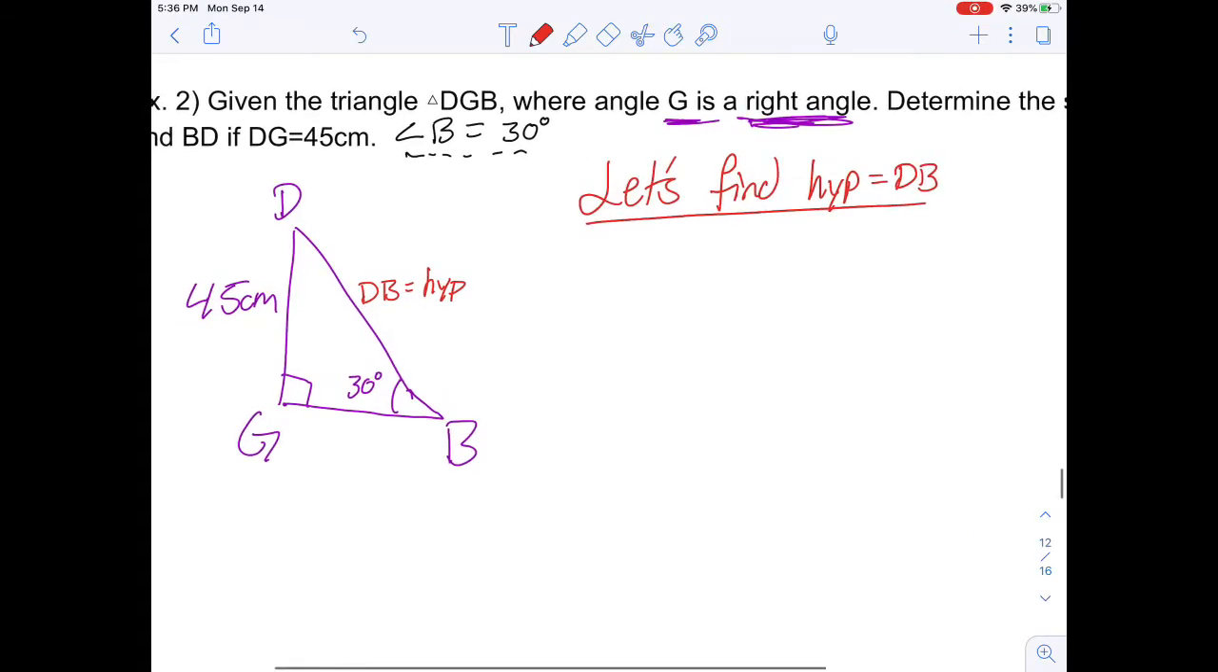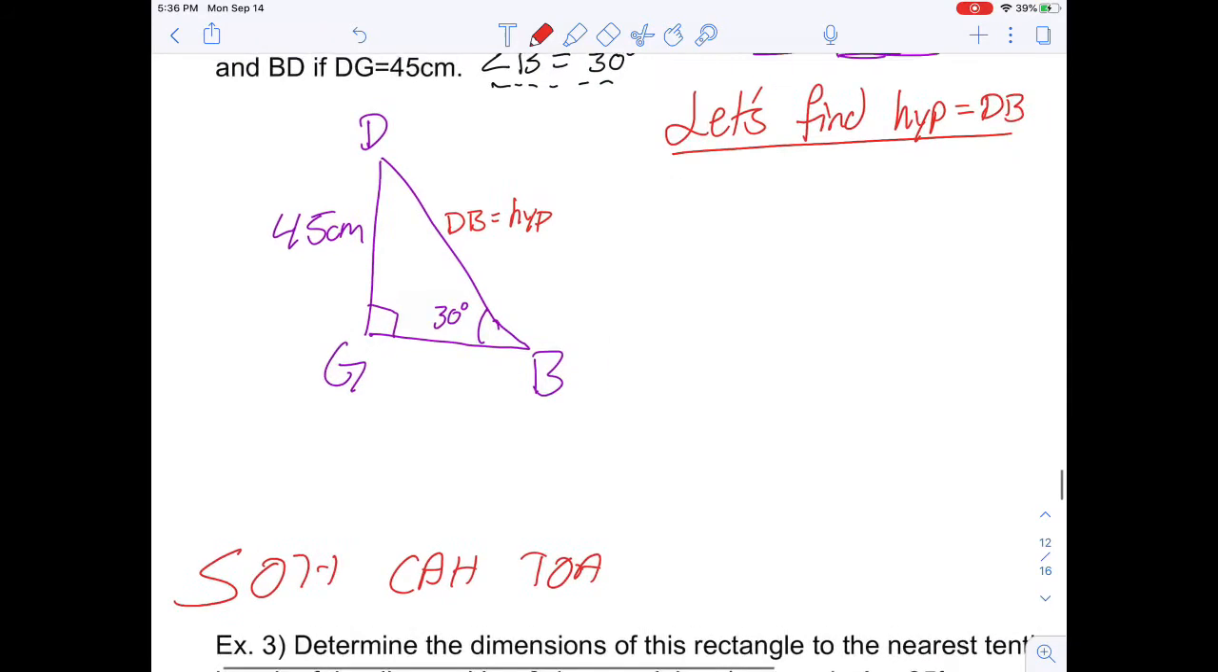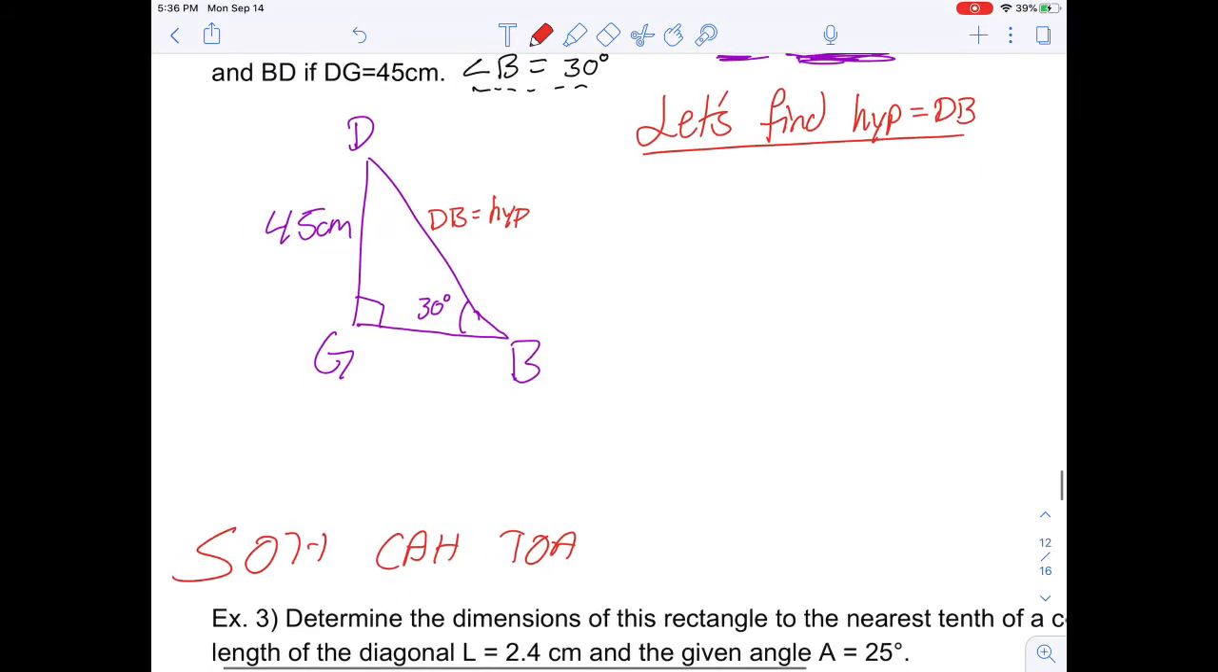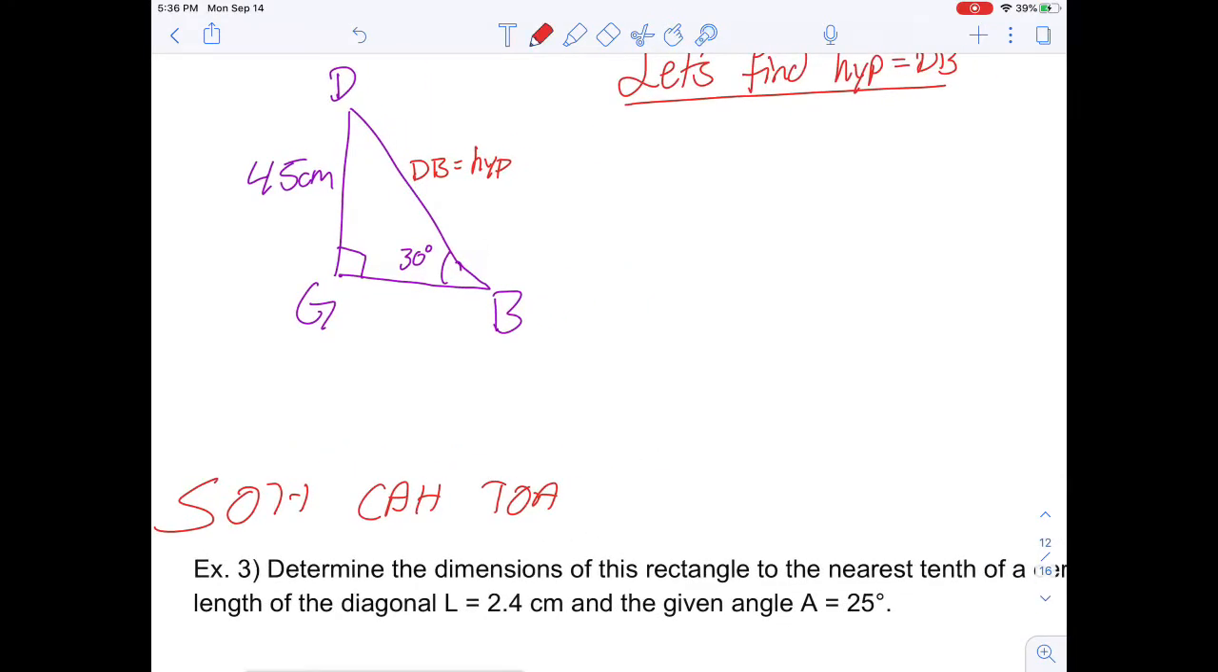Okay, so remember, we have our SOHCAHTOA. Looking at what we're given, what are we given in terms of 30 degrees? If you look at 30 degrees, you have an opposite leg and the hypotenuse. What relates an angle with opposite and hypotenuse? Well, if we look here, opposite and hypotenuse. So we're going to use sine. Sine angle equals opposite over hypotenuse.